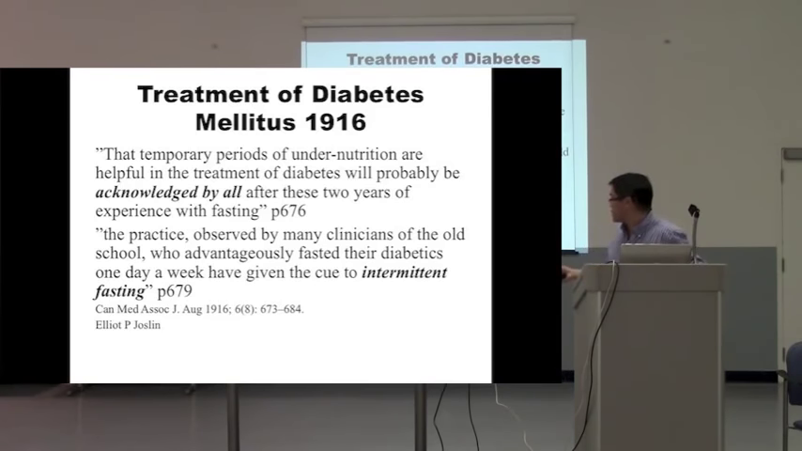And in fact, the fasting in the treatment of type 2 diabetes was mentioned almost 100 years ago. So this is a diabetologist by the name of Elliot Joslin, who's probably the most famous diabetologist in history. And he writes in the Canadian Medical Association Journal in August of 1916, so pretty close to 100 years ago, that temporary periods of undernutrition are helpful in the treatment of diabetes will probably be acknowledged by all after these 2 years of experience with fasting. Back then, of course, there was really no drug therapy, there was no insulin, there was no other thing, so fasting was one of the kind of well-recognized treatments. And he says, the practice observed by many clinicians of the old school who advantageously fasted their diabetics 1 day a week have given the cue to intermittent fasting. So these things are not things that were simply made up. These things were known almost for 100 years.